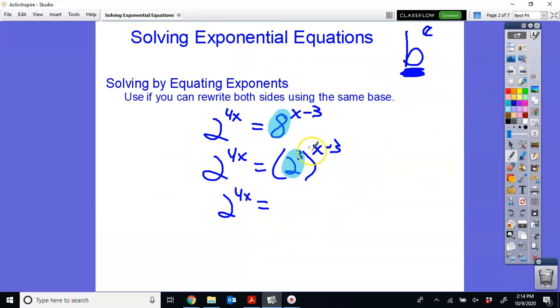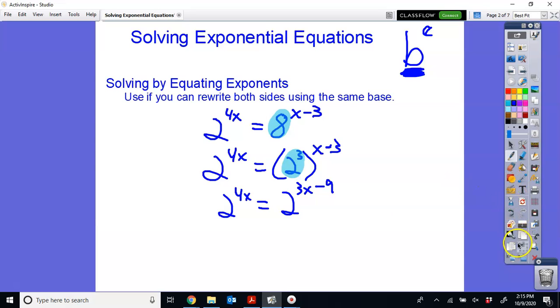So that means I can multiply 3 times x minus 3. So 3 times x and 3 times 3, that's 9. And now I have both sides with the same base. Now, that might not mean anything to you still if you're not really paying attention.